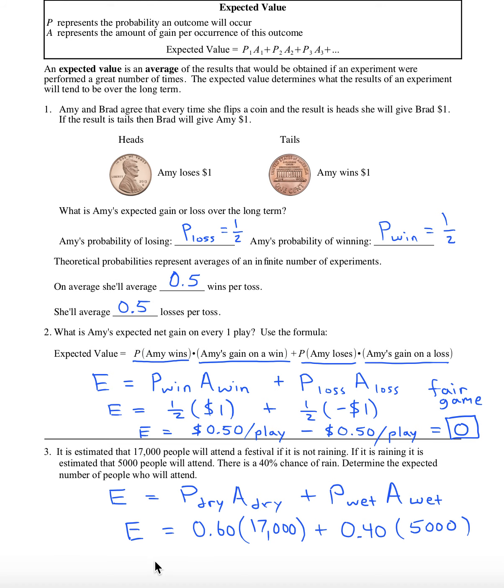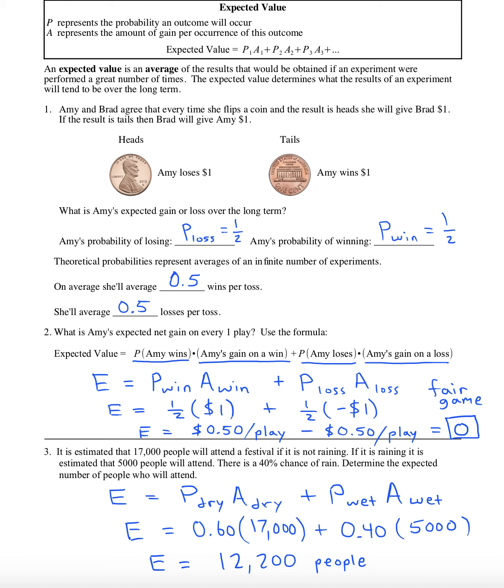We want to plug that into a calculator and get 12,200 people. Now, does that mean that we should expect that 12,200 people will show up at this festival? The answer is not exactly.